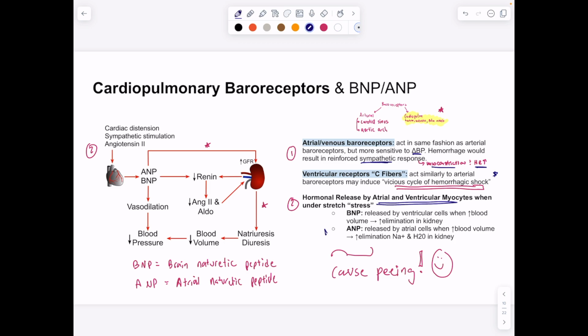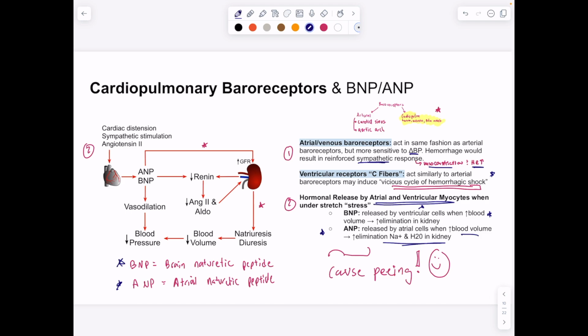And so in the atria, you have this atrial natriuretic peptide that is released by the atrial cells, the myocytes, when blood volume increases. And this goes to our kidney, which results in increased peeing, elimination of sodium ions and water. And then brain natriuretic peptide does the exact same thing. It's released by ventricular cells in response to that stretch due to high blood pressure. And why is it called brain instead of ventricular? Because it was first discovered in the brain.